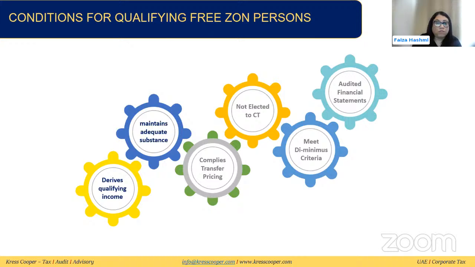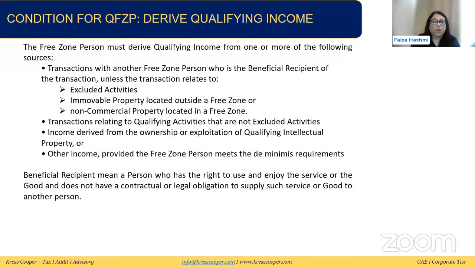So let's discuss some of these in detail. One of the conditions is to derive qualifying income. When we say qualifying income, we mean any transaction which the free zone company is doing with another free zone company, where the condition is that that free zone company should be the beneficial recipient of the transaction. What is a beneficial recipient? It means a person who has the right to use and enjoy the service, and does not have a contractual legal obligation to supply such service or goods to another person. So it has to be for their free zone business.